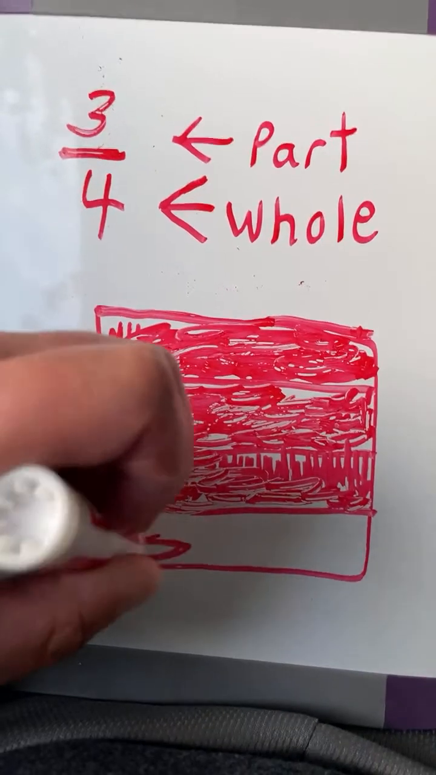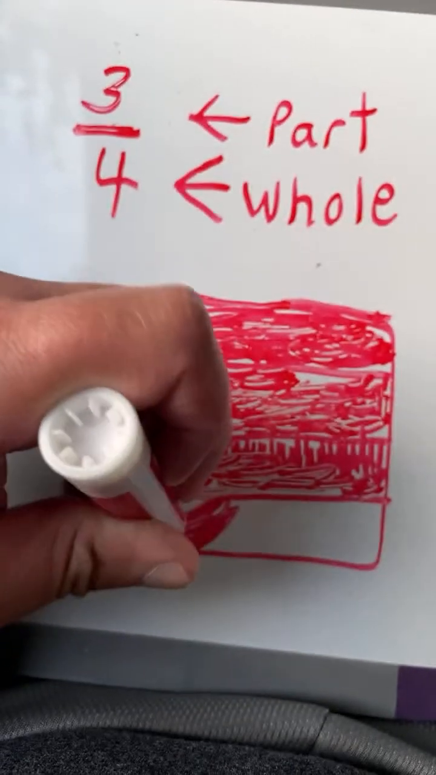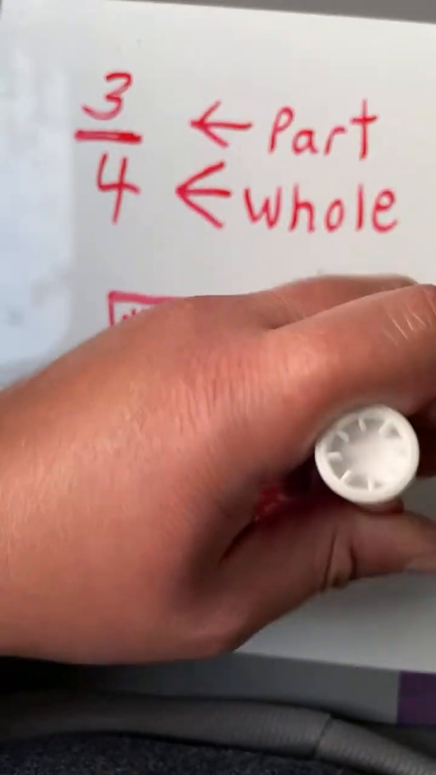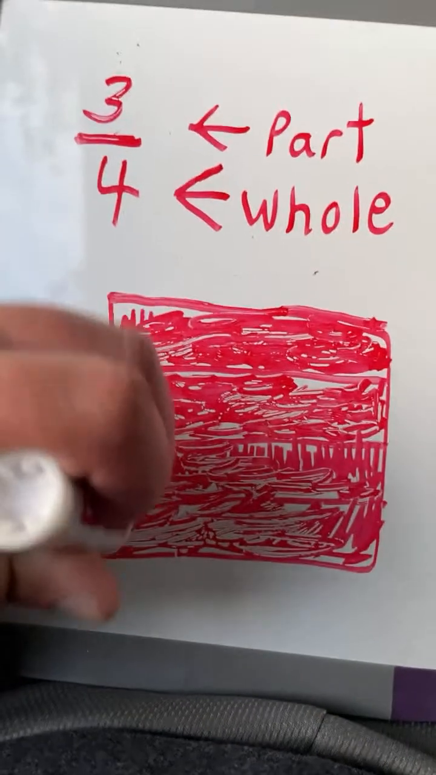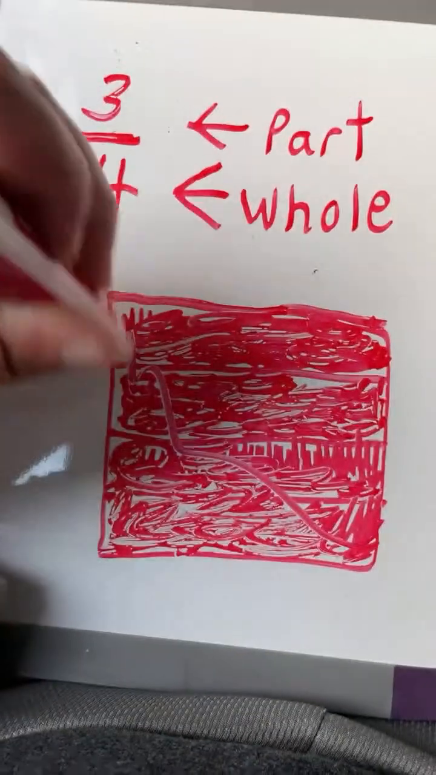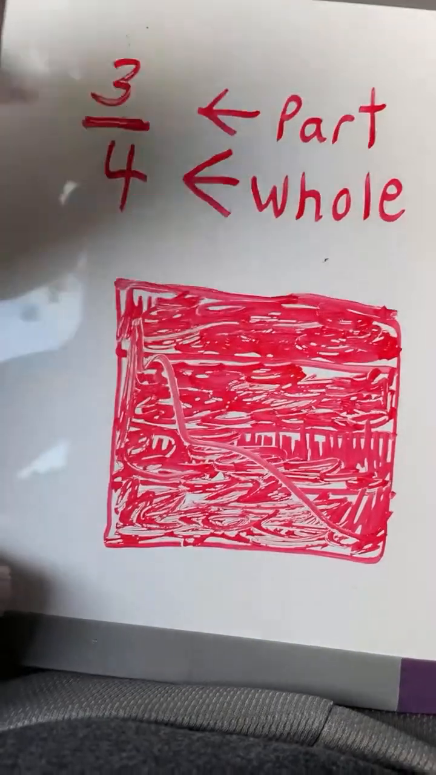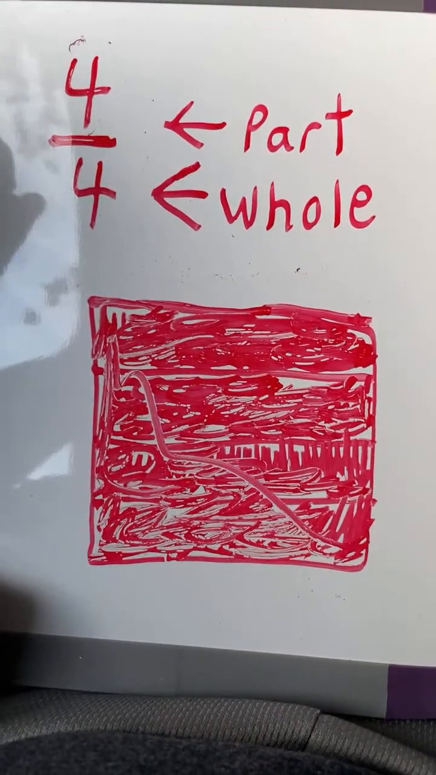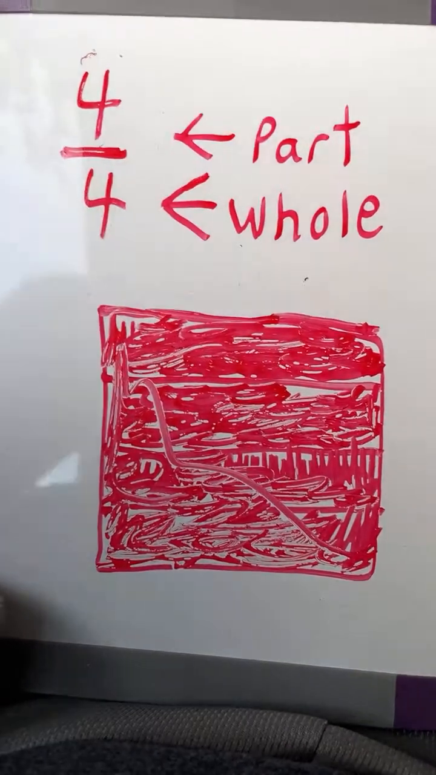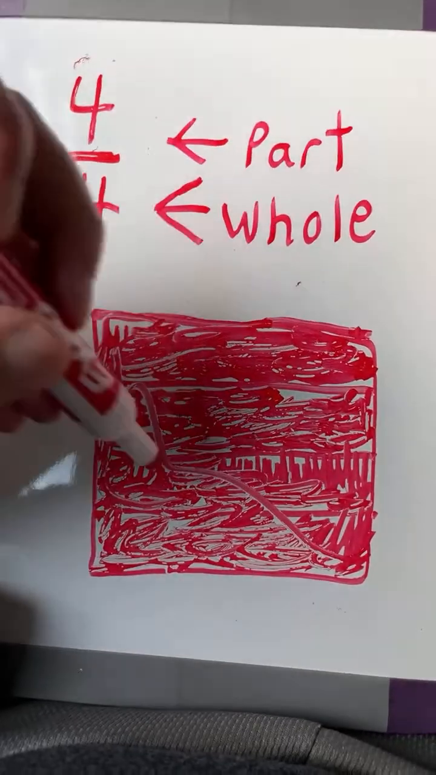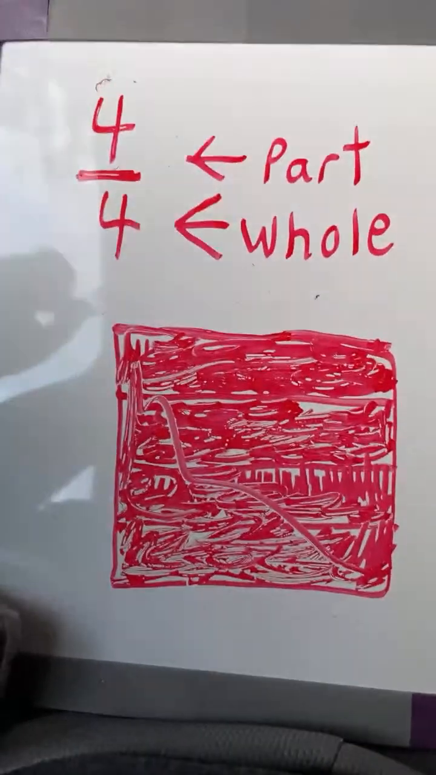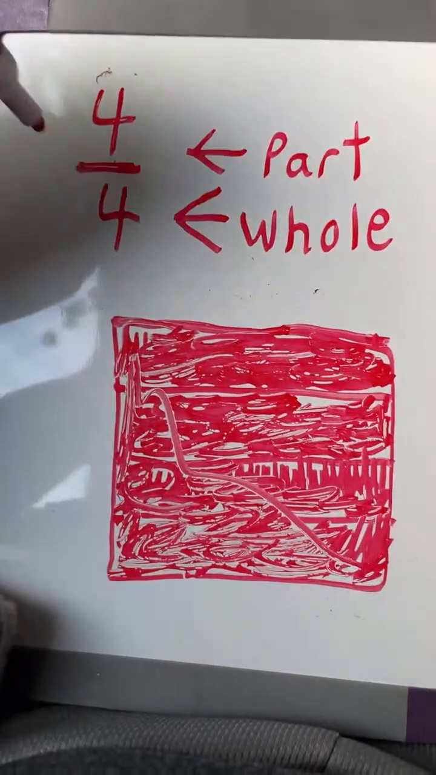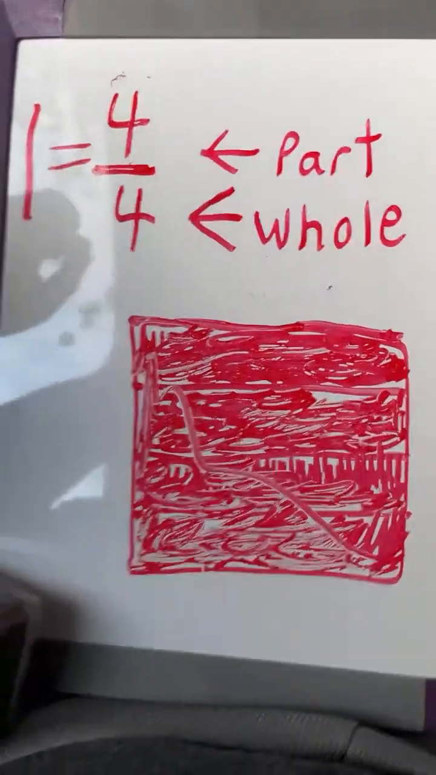Now, if I were to fill up this whole square, that would be 4/4, and so 4/4, 4 total parts, all 4 parts are filled, and any fraction where the numerator and denominator are the same is equal to 1 whole. So 4/4 would equal 1 whole.